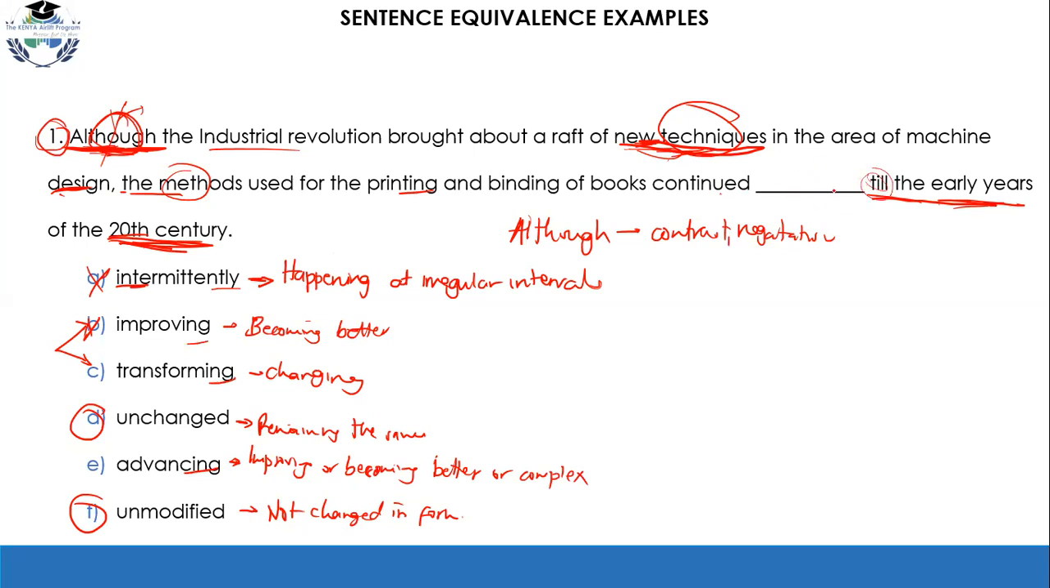So continued unchanged till the early years of the 20th century. So that makes sense for the first sentence. Although the Industrial Revolution brought a raft of new techniques in the area of machine design, the methods used for printing and binding of books continued and modified till the early years of the 20th century. So both those sentences make sense, and both those sentences mean the same thing.